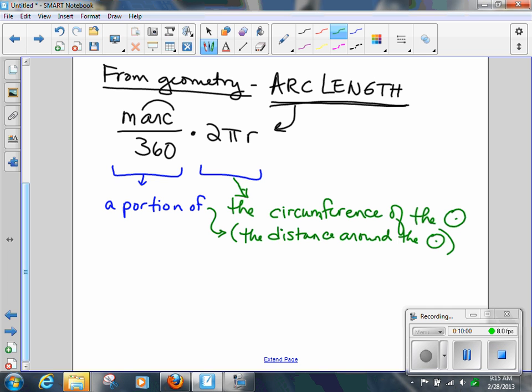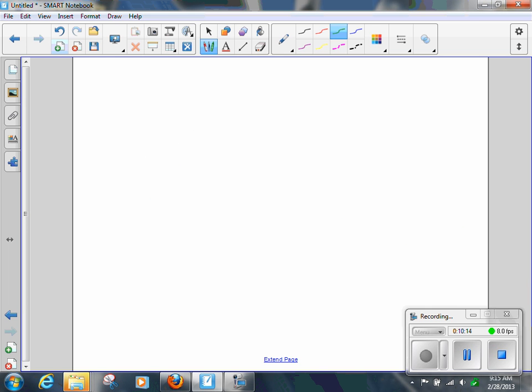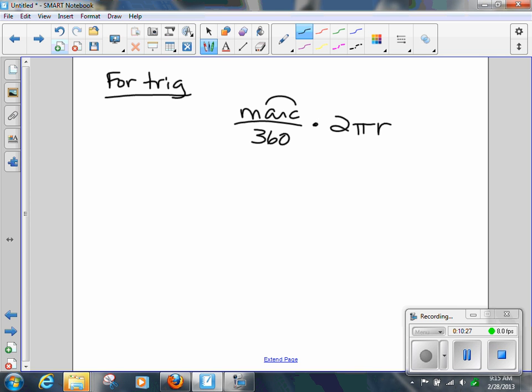And some people think about it more along common sense lines than a formula. Of course, I'm thinking formulas because I like formulas. Now, how am I going to tie this to trig? Same formula, okay, for trig. Same formula. The measure of the arc divided by 360 times 2 pi r. Still dealing with arc length.